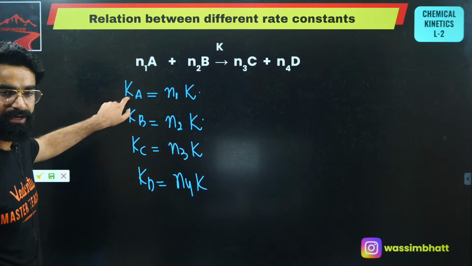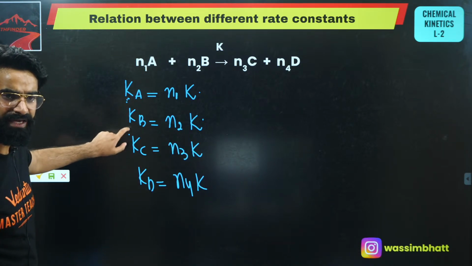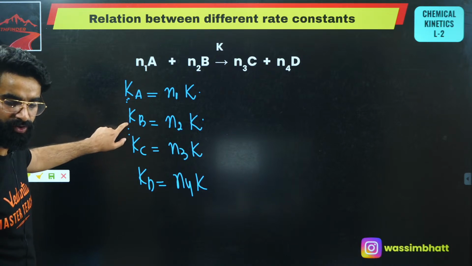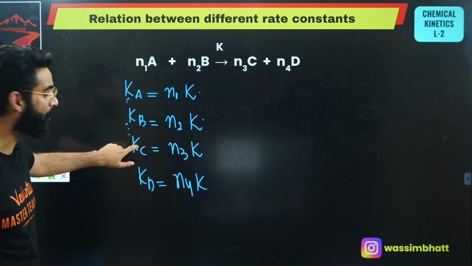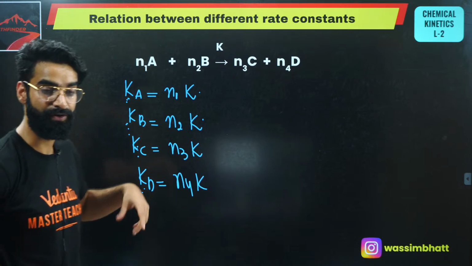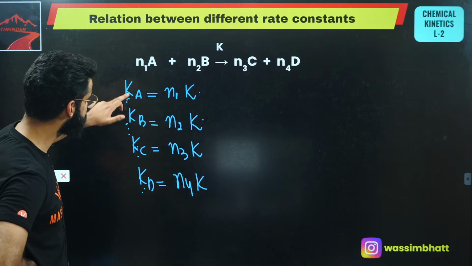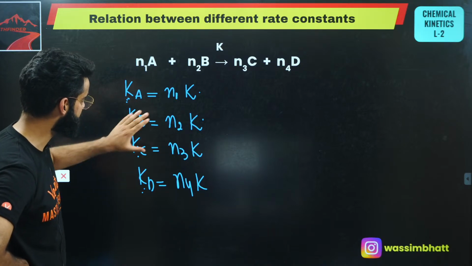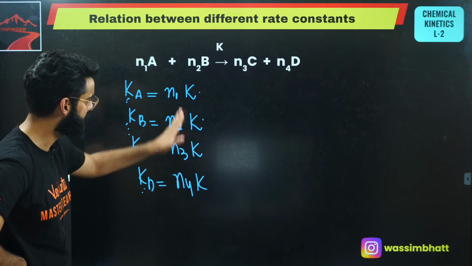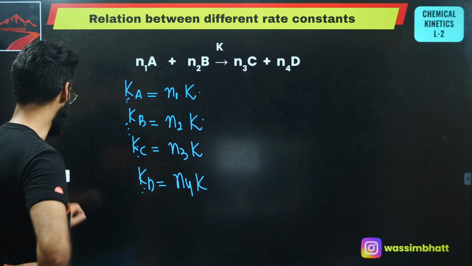What is Ka? Ka is the rate constant of disappearance of A. Kb is the rate constant of disappearance of B. Kc is the rate constant of the appearance of C, and Kd is the rate constant for the appearance of D, right? So remember, in general, the rate constant of appearance or disappearance is always equal to the stoichiometric coefficient multiplied by the overall rate constant of the reaction. Why am I telling you all this?